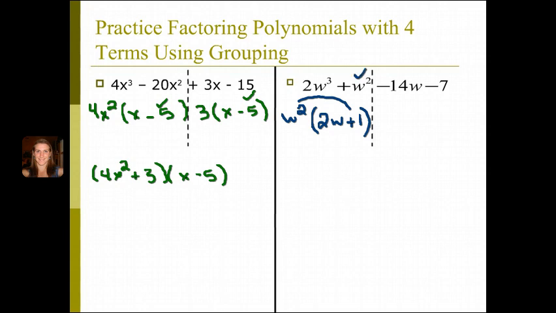In our second portion of the problem, we have a negative 7 that factors out, and that leaves us with 2w plus 1. So again, our binomial factors are the same, so we've done that correctly. So in our first set of parentheses, we should have w squared minus 7, and our second should be 2w plus 1.